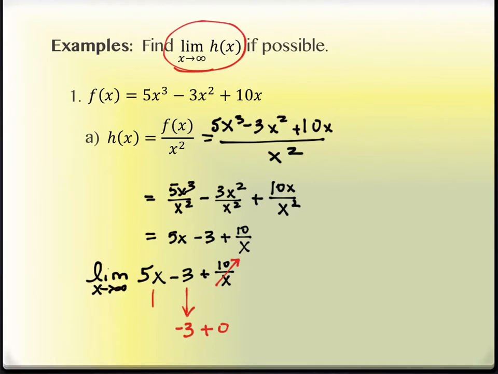Now, the kicker is that this piece isn't. What happens if you have the number 5 times something and that something keeps getting bigger? 5 times 10, 5 times 100, 5 times 1,000, 5 times 10,000. It's just getting bigger. Infinitely bigger, right? Yeah, it's approaching infinity. So what happens if I take something infinite and I subtract 3 and I add 0? It's still infinity.